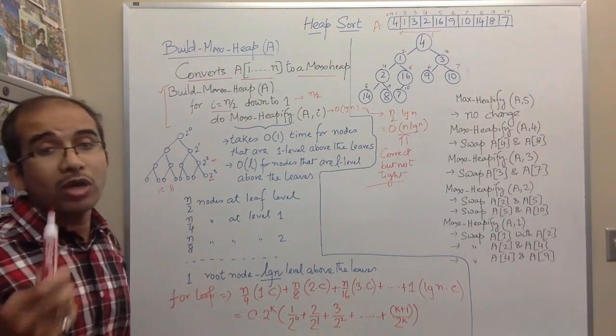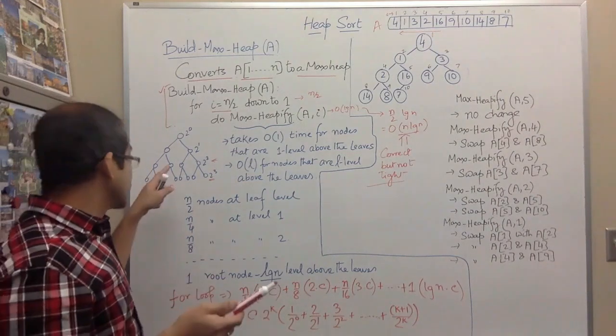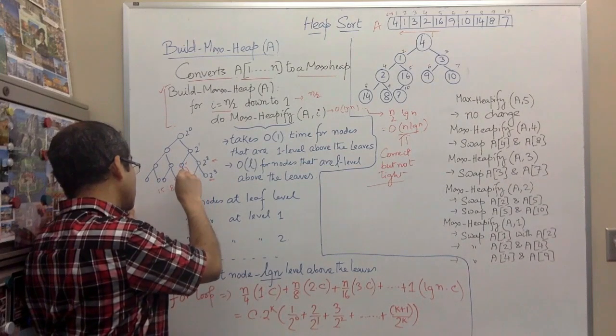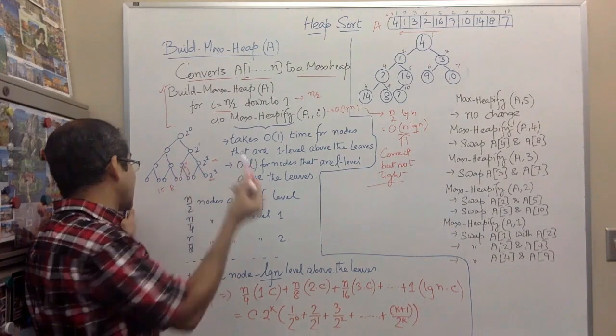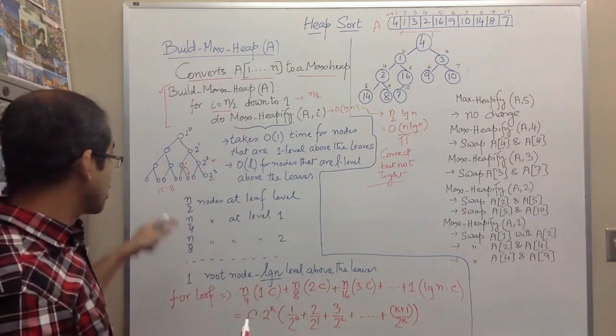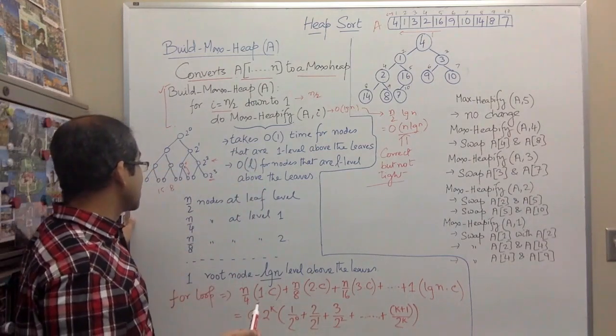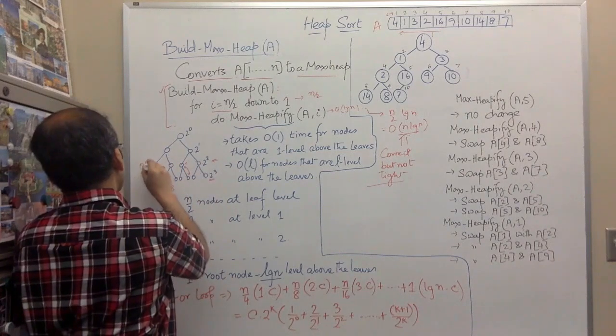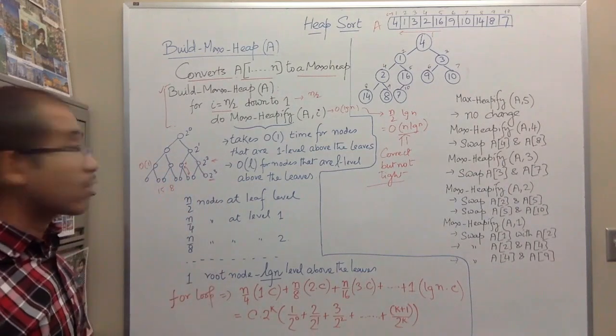has to run just one time, not log n time, just one time. Suppose there is a problem here and you need to exchange this with this. That's all, one step, because this is just above the leaf level. So at this level, max heapification will take order of one time.